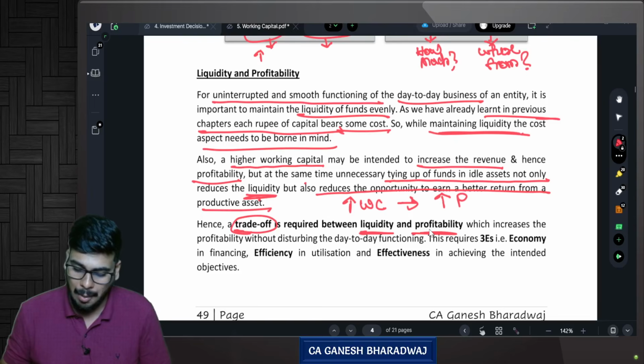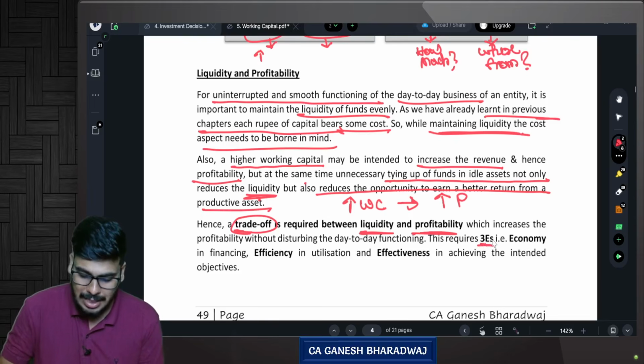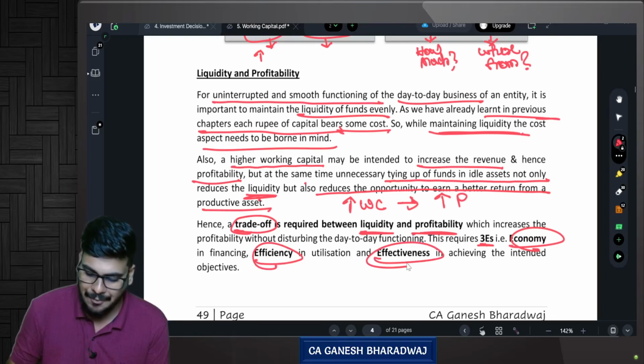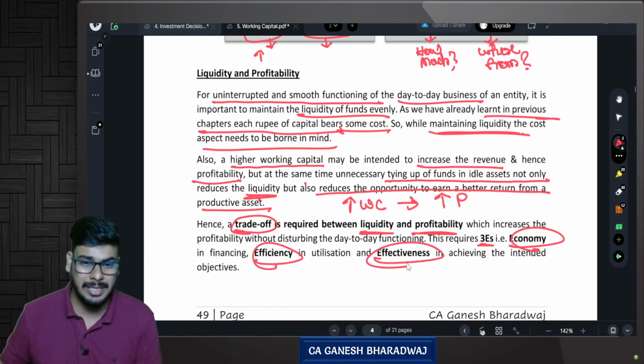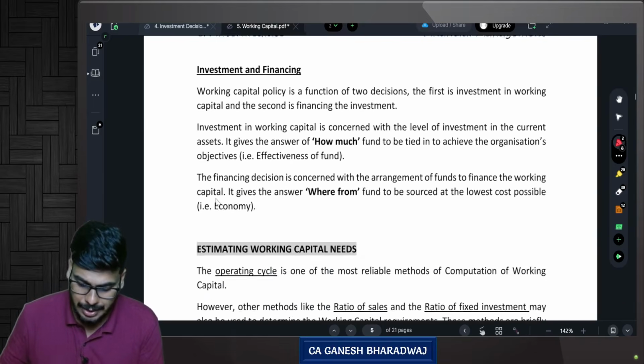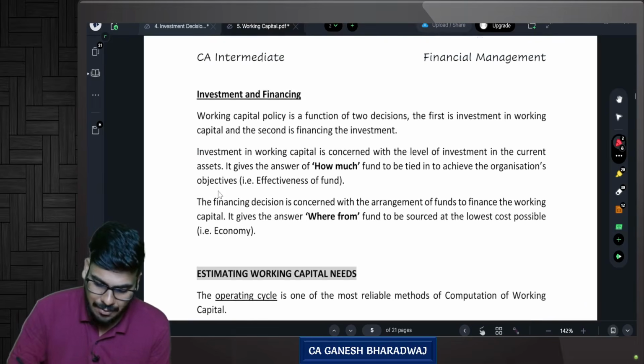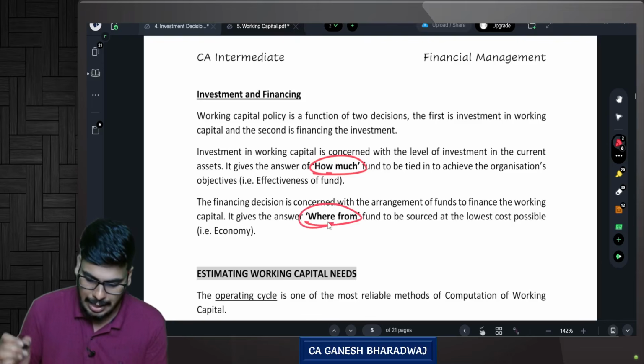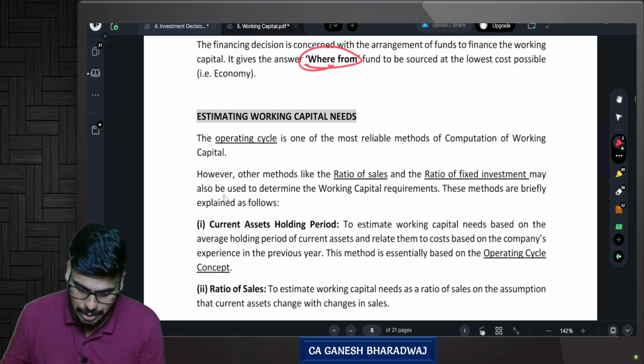This is all about the 3 E's, that is economy in financing, efficiency in utilization, and effectiveness in achieving the objectives. All these are theoretical parts. Are you clear with this? Fine. Now, this is what I said, investment and financing. Investment means how much amount is required. Financing of working capital means where from the amount is required, right?